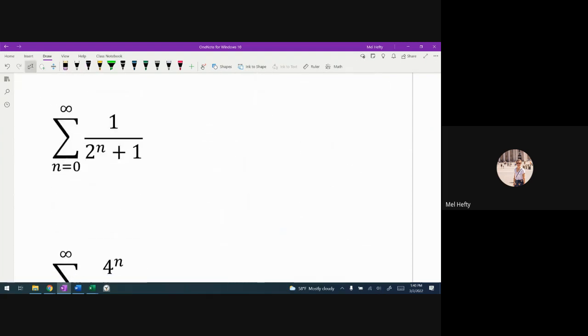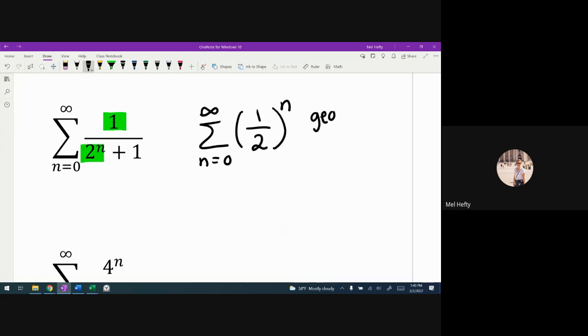What do you think this one looks kind of like? It does look kind of like a geometric. Let's say I get rid of that stuff. What would our ratio be to the nth power? 2 on the bottom. I can add a 1 on the top because 1 to any power is whatever. So this is geometric.